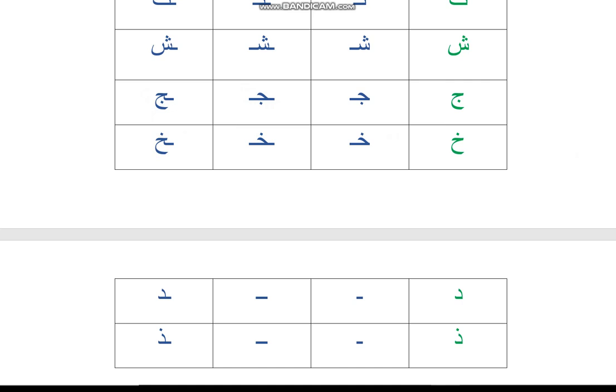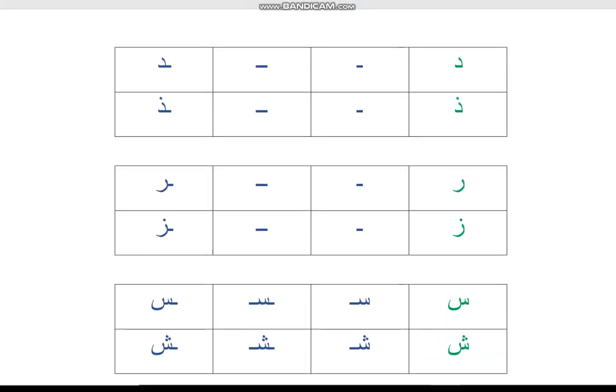Let's go to Dal and Zal. This is Dal. Dal has no dot, while Zal has a dot.